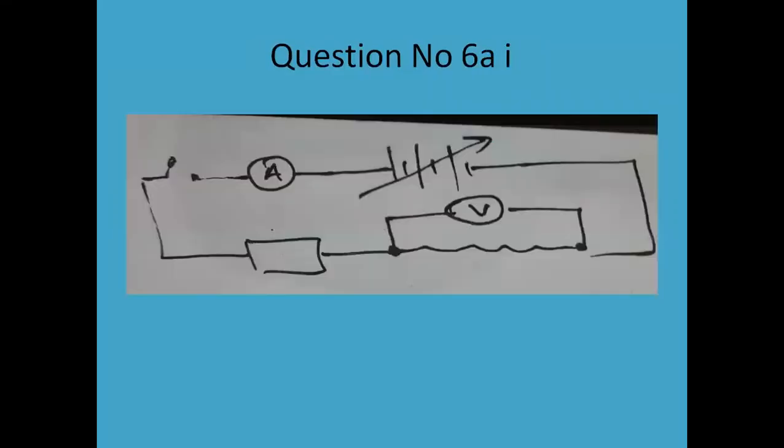So here you can see I have used a battery, and with the battery I have put an arrow here, which means that this power supply, the voltage of this power supply I can change. Here I have put an ammeter, here's a switch, here is a fixed resistor, and here I have put that wire, and I have put a voltmeter parallel to that wire.